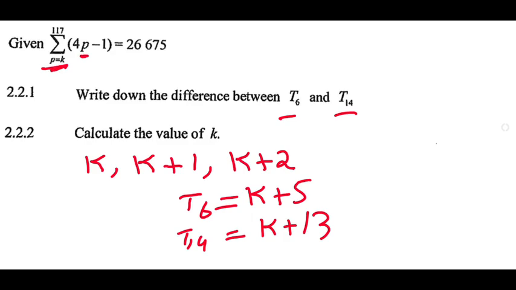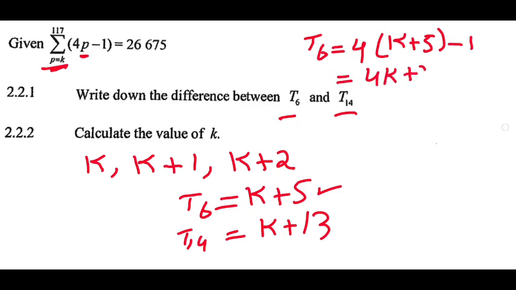So therefore T6 will be equal to 4, and in place of P will be K plus 5, because T6 is K plus 5, minus 1. So I'm going to solve this one: 4K plus 20 minus 1. And this is going to be equal to 4K plus 19.